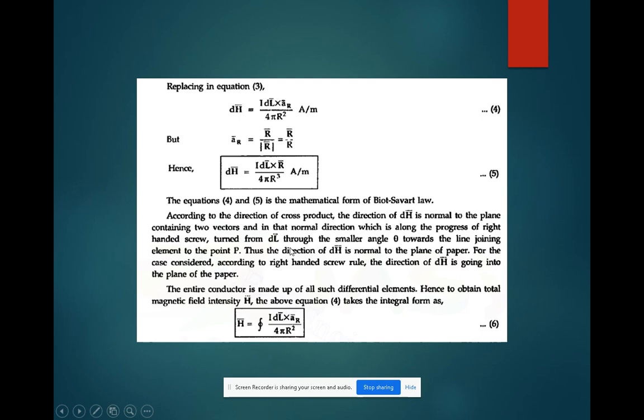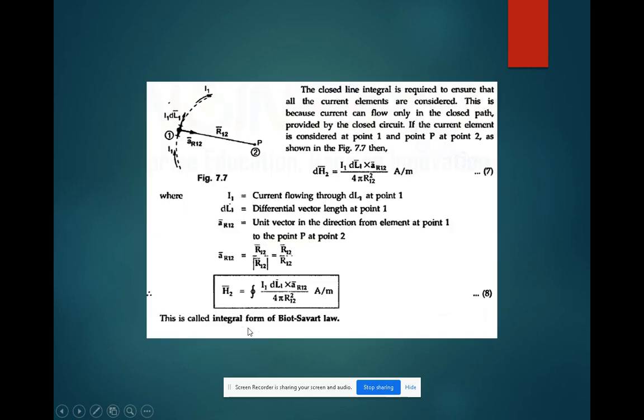Now we are going to find the same Biot-Savart law in the plane. We are going to find the dH vector, the magnetic field intensity, normal to the plane. Here you consider the right-handed screw rule. According to the right-handed screw rule, the direction of dH vector is into the plane of the paper. For the entire conductor made up of all such differential elements, we can obtain the magnetic field intensity H vector by taking the line integral of the above equation.